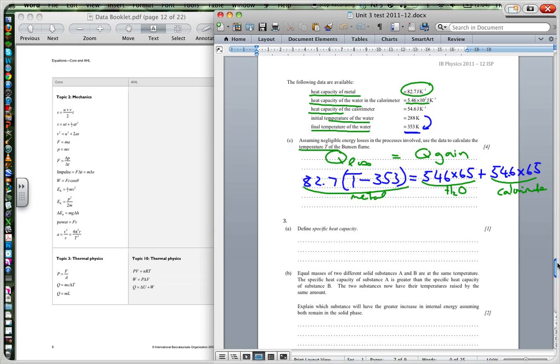Alright, so we've got to solve this. Now I hope you won't have any trouble in solving this. You get a final temperature when you do this of 825 Kelvin. I will leave that calculation to you. If anybody needs help with doing this, please come and see me.